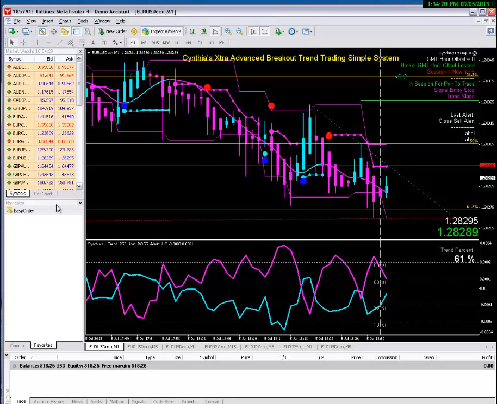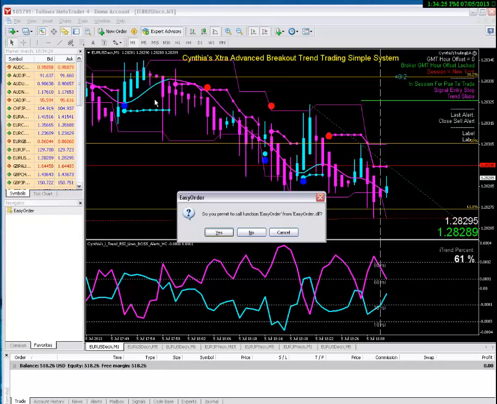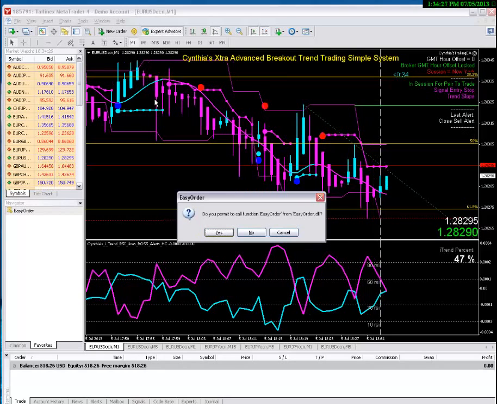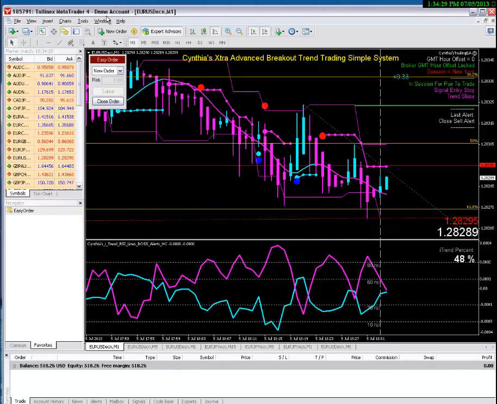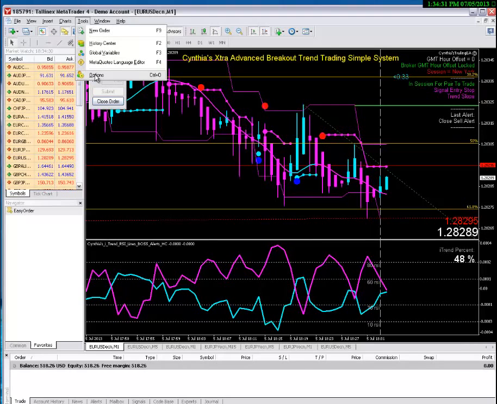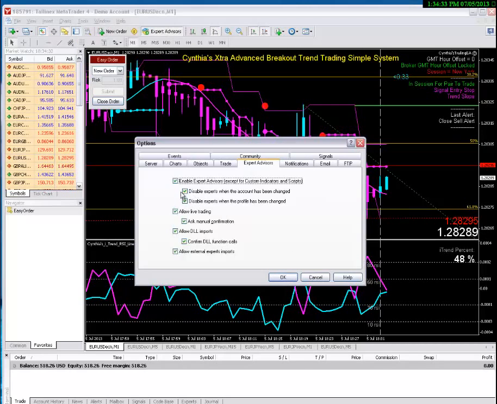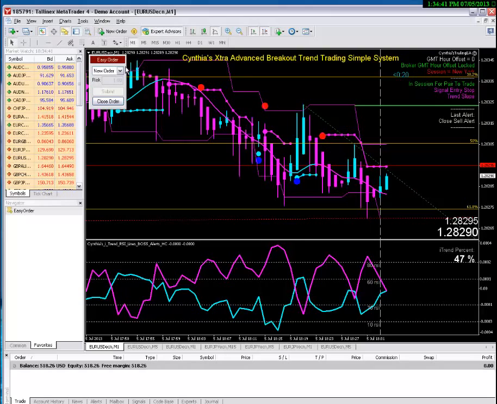The next thing I want to show you is the easy order. Now this is, oh, do you permit? Okay, I'm going to say yes. Now the only reason that popped up is because we have to uncheck these boxes. We do not want it to ask for manual confirmation. We do not want it to confirm DLL function calls. So do that. Next time you drag it onto a chart, it won't do that. But this only happens when I close the chart and reopen it.